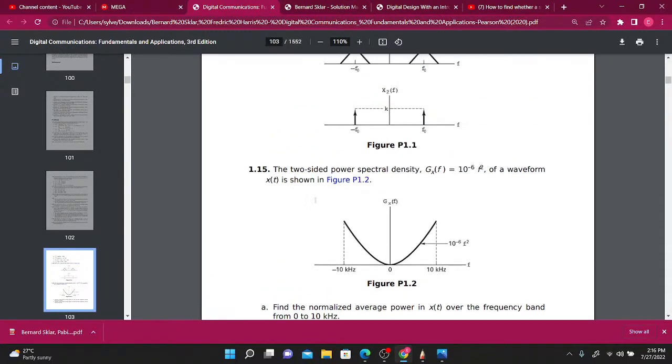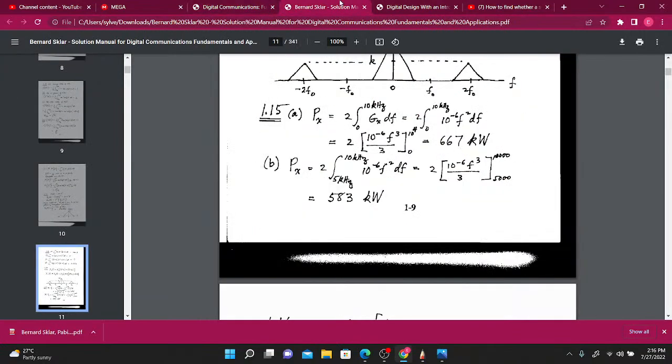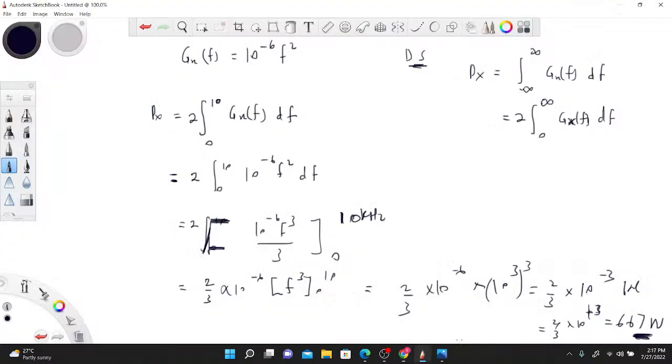So that's how we use the power spectral density function to do some analysis.